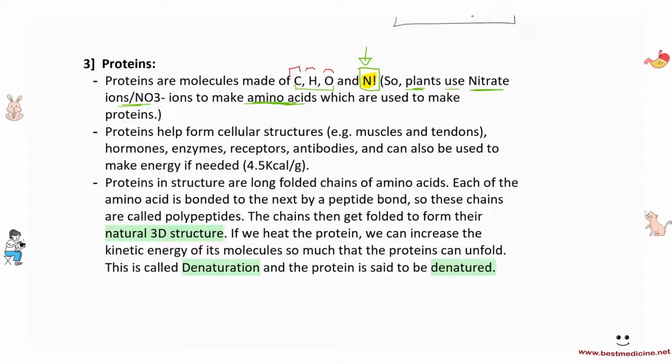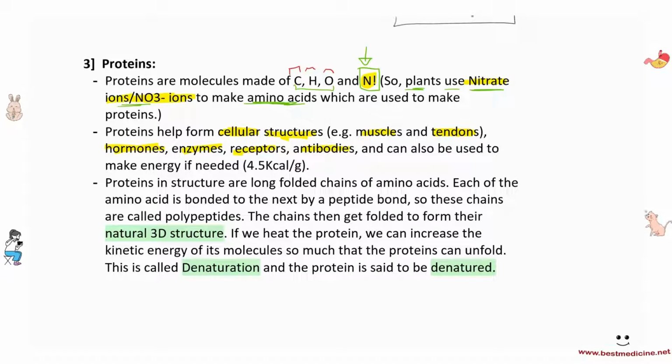Later on in year 11 chemistry, you also learn about something called NPK fertilizers, and they contain a lot of nitrate ions and nitrogen so that the plants are able to get the nitrogen that they need for growth. So anyways, proteins have 2 functions. Number 1, and most of the time, proteins help form cellular and other body structures, okay? For example, muscles and tendons, hormones, enzymes, receptors, antibodies.